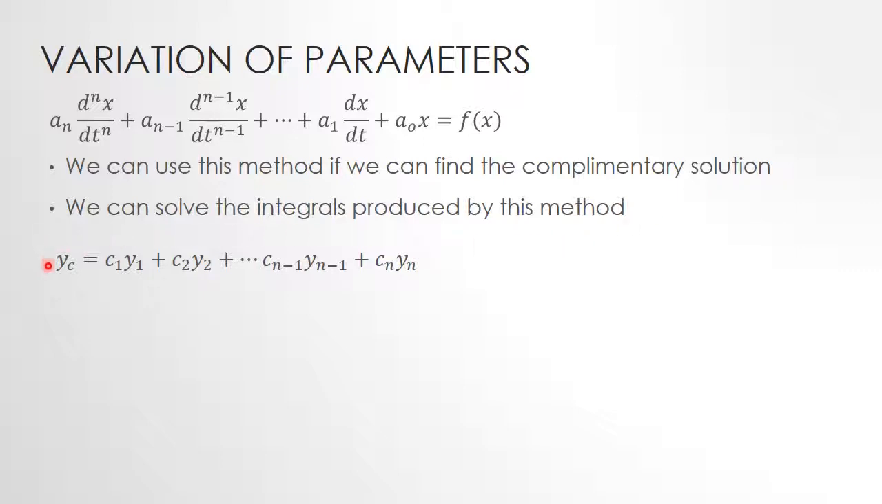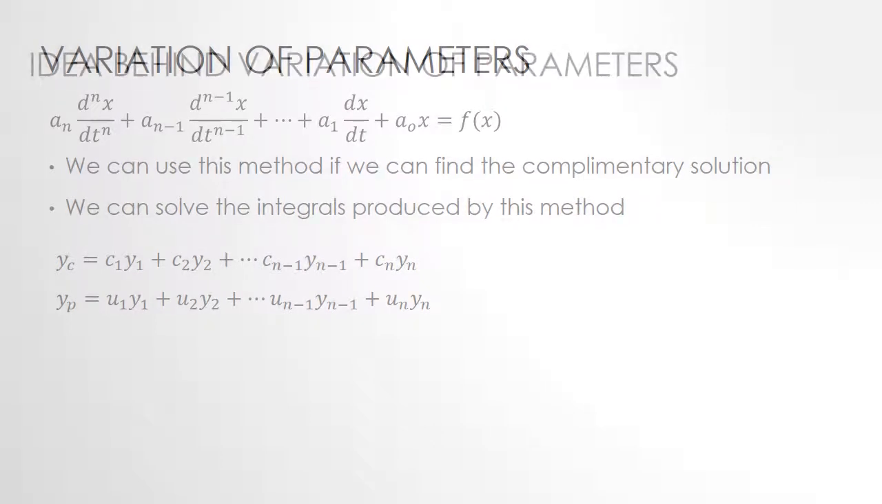So let's say we have the complementary solution right here for our nth order derivative, and what we're going to do is guess our particular solution by taking some function u1 and multiplying it times y1, some function u2 and multiplying it times y2, so on and so forth. So we're going to make this conjecture that we have a function multiplied times one of our solutions from the homogeneous equation, and that will be our particular solution to the non-homogeneous equation.